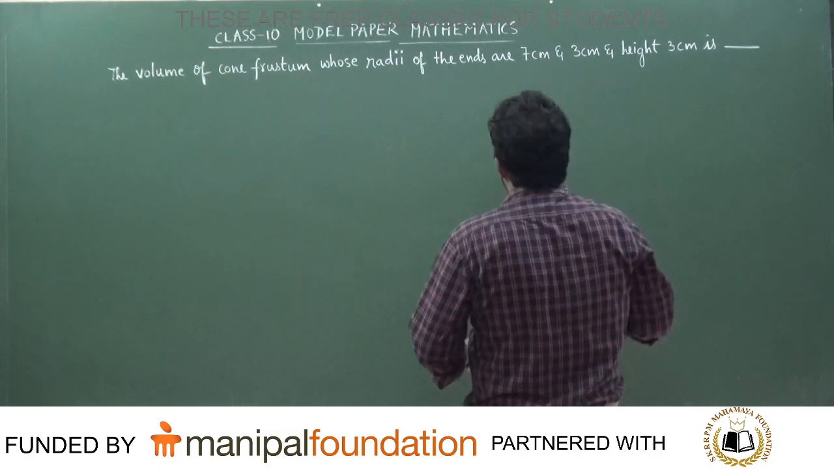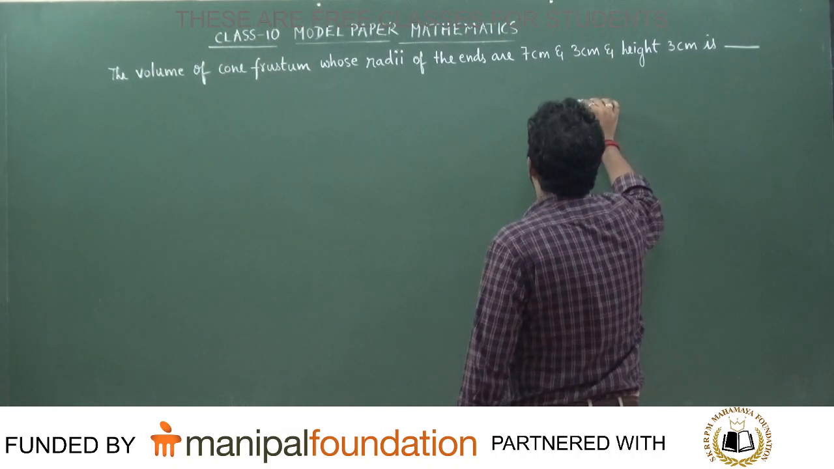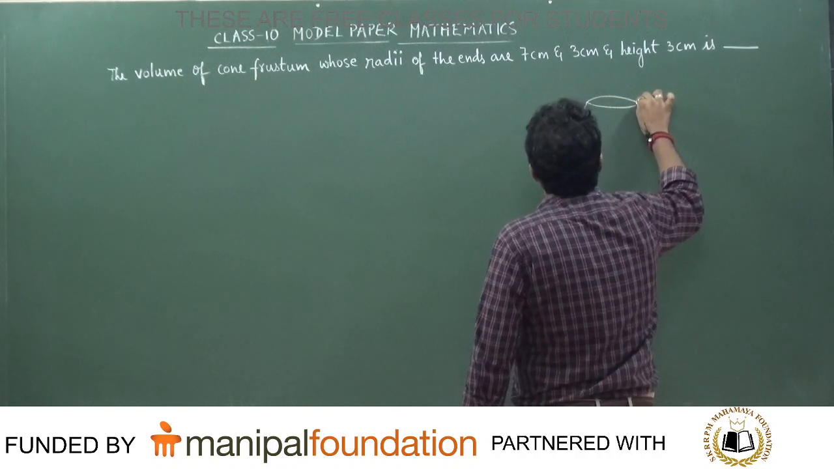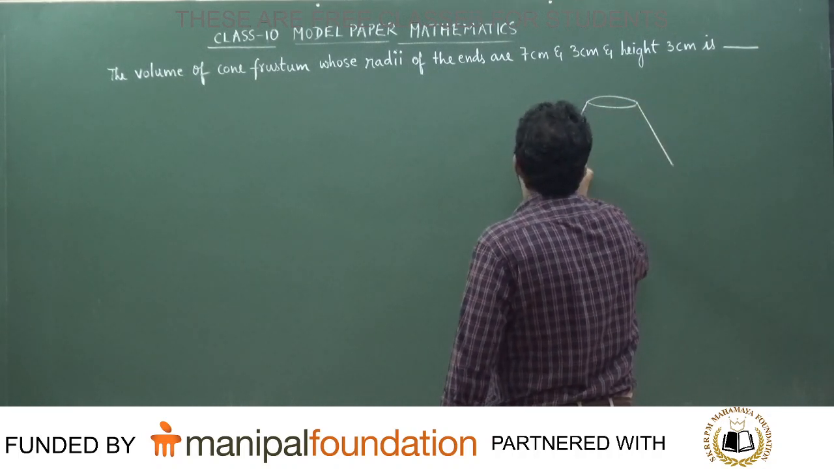So now basically you know what is a cone frustum, right students? Cone frustum will look like a bucket. So basically this is a cone frustum. Like this, if I say this is a cone frustum, like this, correct or not? This is a cone frustum.